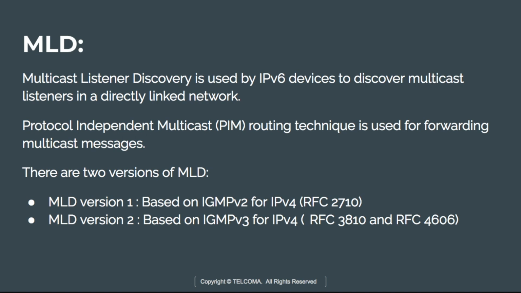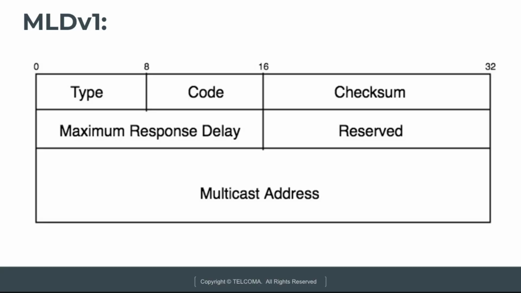So let's discuss the first version, that is MLD version 1. This is the packet format of multicast listener discovery version 1. It consists of a 32-bit long packet, and it consists of type, code, checksum, and the next field is maximum response delay. The next field is reserved, and the last field is multicast address. So let's discuss these fields one by one.